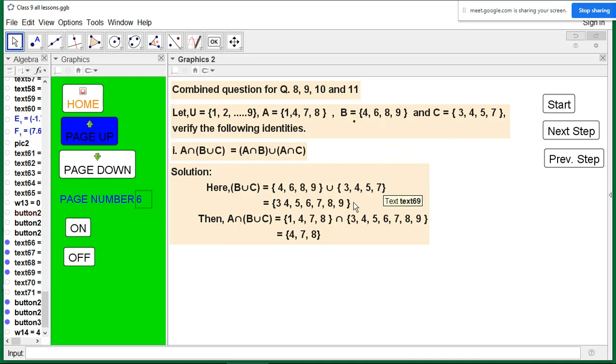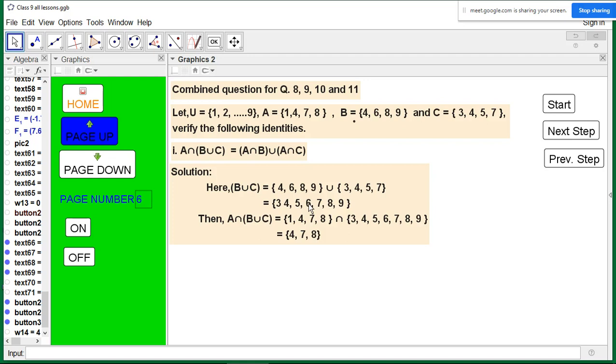Now moving to A intersection (B union C). Now you can combine with A intersection. So the elements of A are 1, 4, 7, 8 intersection, and this is taken from the above relation of B union C, 3, 4, 5, 6, 7, 8, 9. So their intersection is 4, 7, 8. So in this way you can break it. If you are given 3 relations, 4 relations, make groups of 2, then again combine 2 with 1 or 2 with 2, which makes it easier to understand and perform.